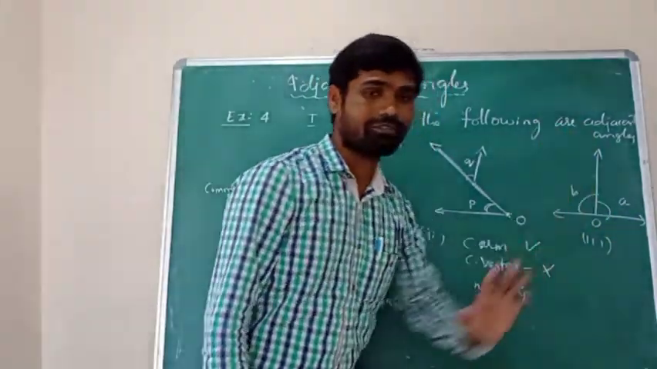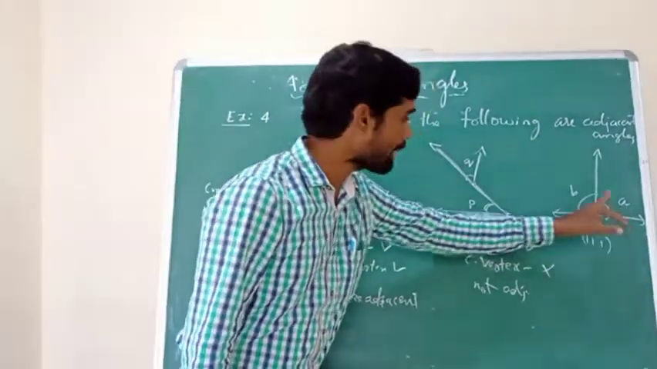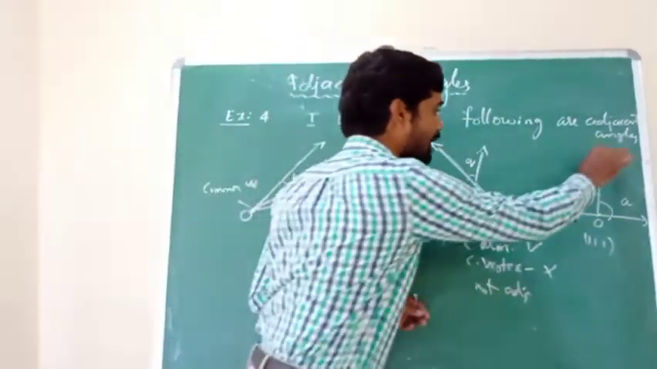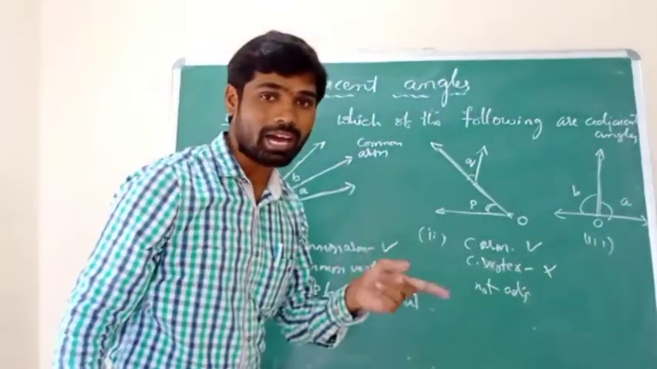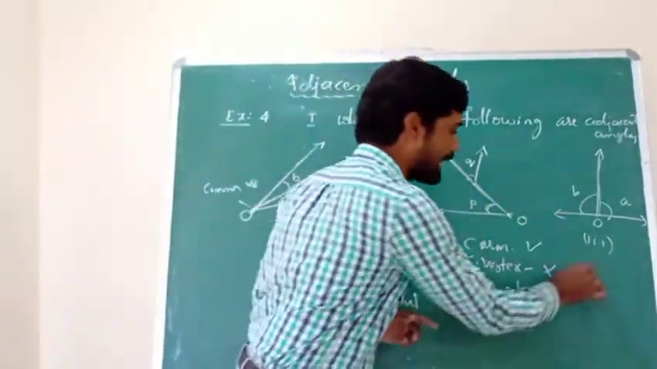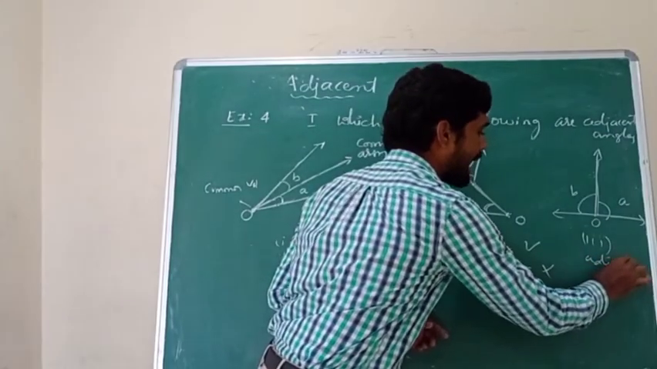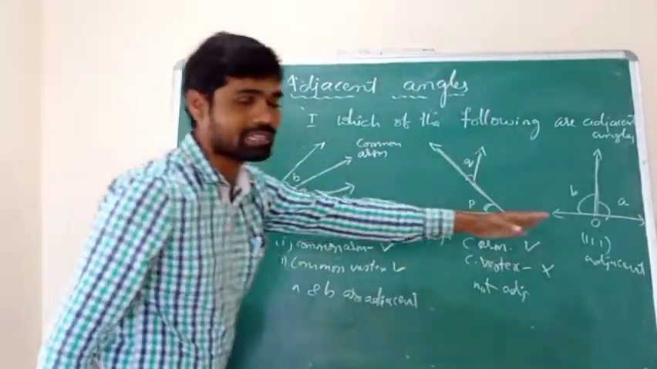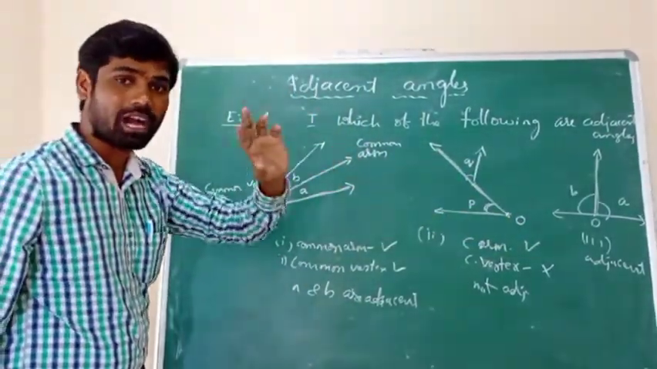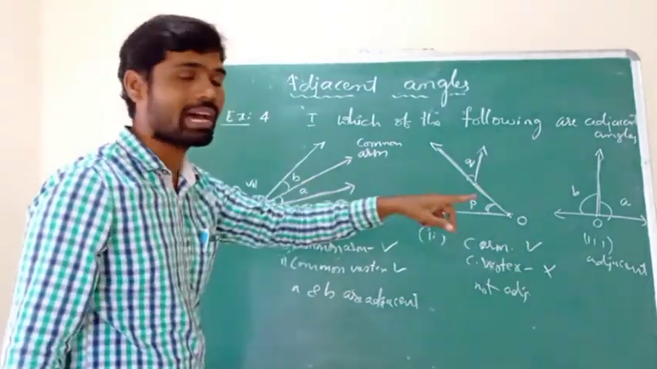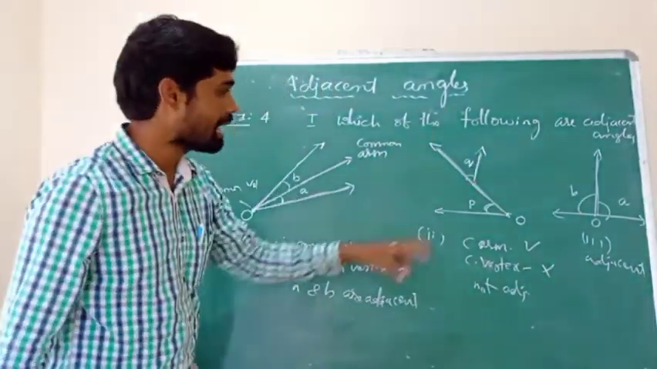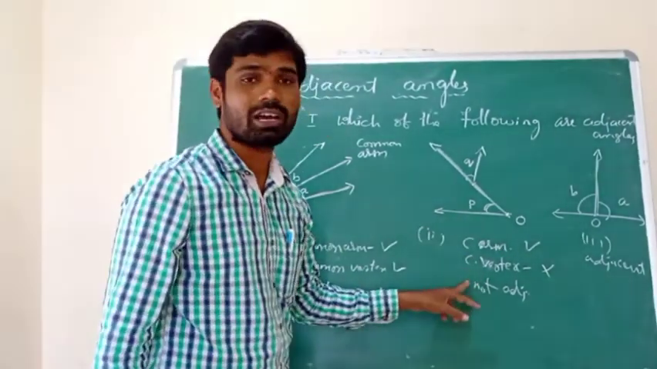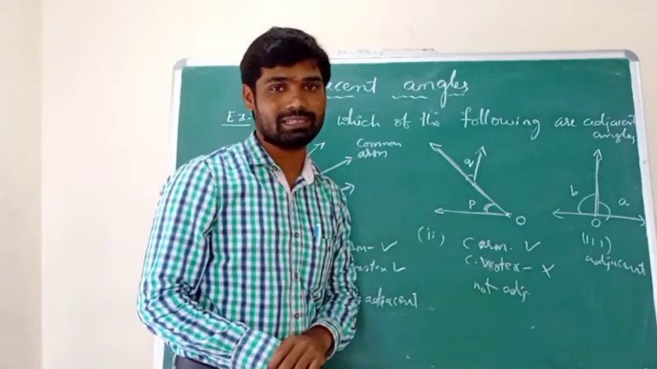Let us observe the third figure. Here angle A and angle B. They have a common vertex and a common arm. So what do we say? A and B are adjacent angles. The first figure and the third figure both have a common arm and common vertex, so they are called adjacent angles. But in the second figure, they don't have a common vertex, so these are not adjacent angles.